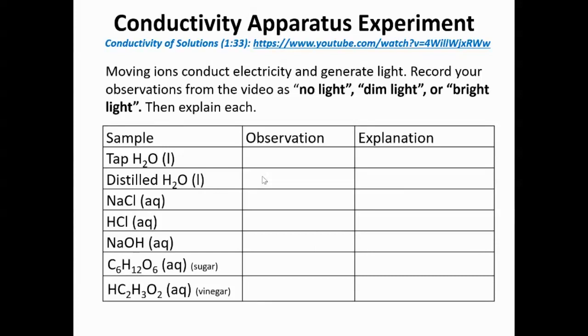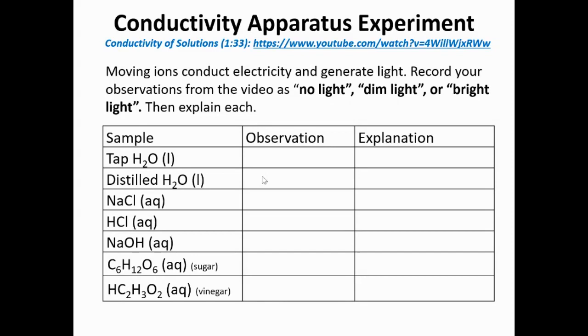Sodium hydroxide, NaOH. Sodium hydroxide is a strong base. It would break up into its constituent ions. There would be a lot of ions present, and so you'd have a bright light. What about C6H12O6? This is glucose, okay? This is a molecular compound. It's not ionic. When it dissolves in water, yes, it hydrogen bonds with water, but it does not form positive and negative ions. Therefore, any molecular compound that dissolves in water would produce no light. It would be a non-electrolyte because there are no ions being formed.